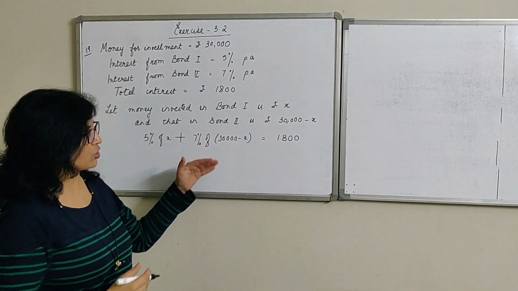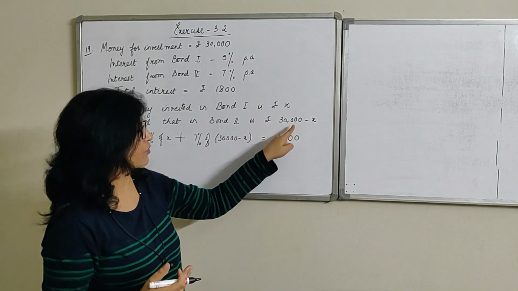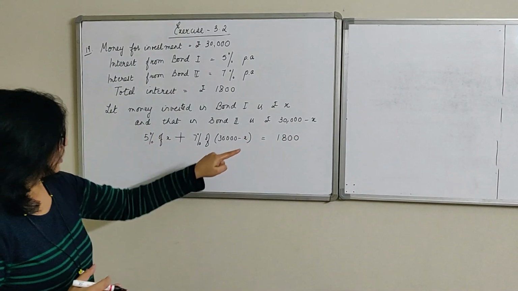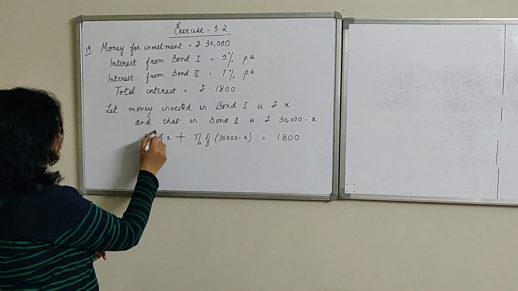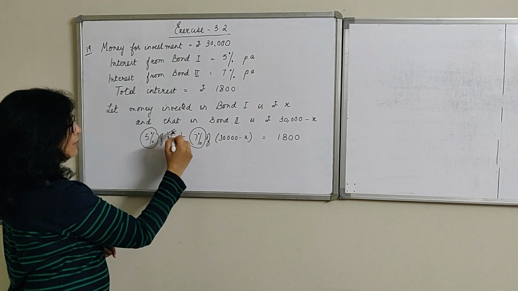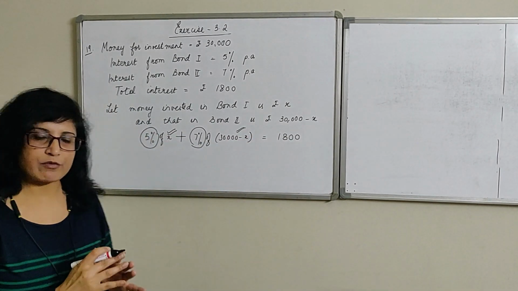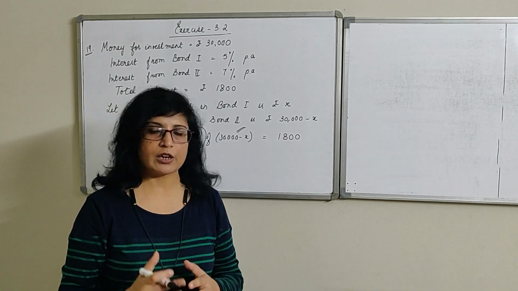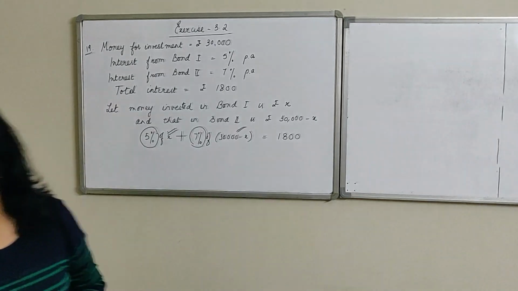We can solve this equation and find out X, the money invested in bond 1, and likewise we can find out the money to be invested in bond 2. Now in this equation, you can clearly see that we are multiplying the interest with the amount invested in each bond. This is the concept we have to get using matrix multiplication. So now let's see how we incorporate matrix multiplication in this question.